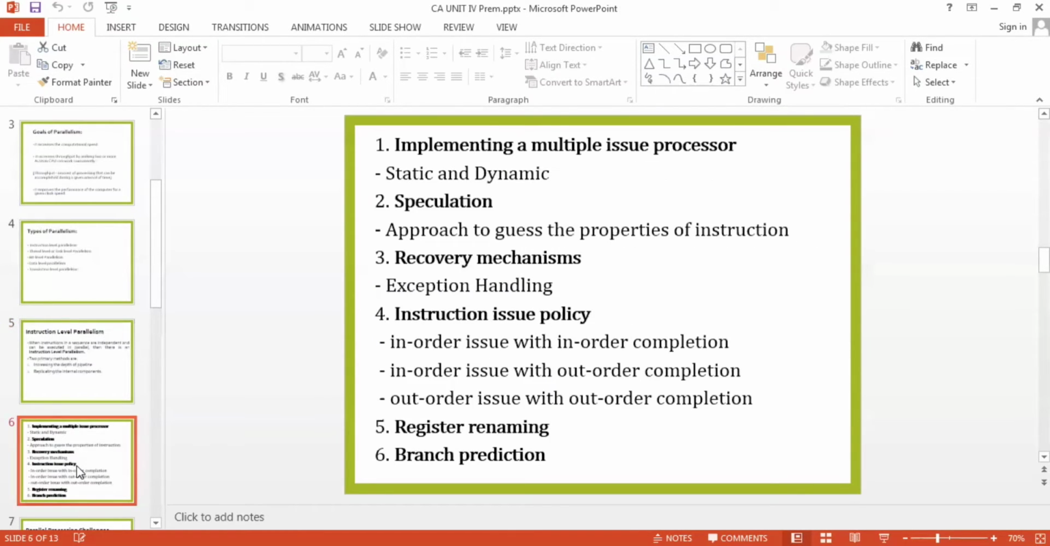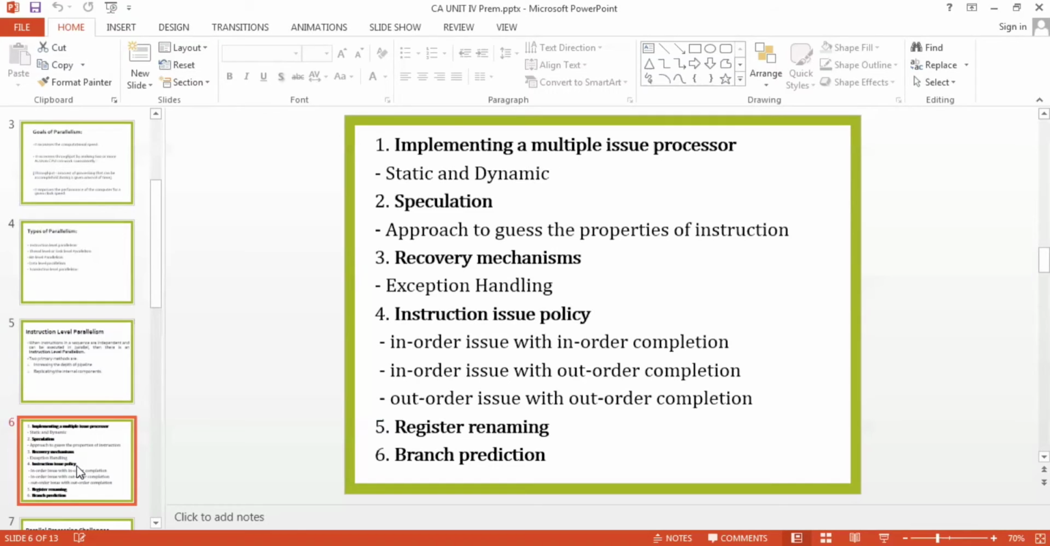And we also have many features by using instruction level parallelism. One is implementing a multiple issue processor, which may be static or dynamic. Speculation will be used for identifying the properties of instructions. And the third one is the recovery mechanism, that is, exception handling, which will be implemented in instruction level parallelism. So if you identify any drawback or any problem, automatically you can provide the solution for that particular problem. That is the recovery mechanism handled by exception handling.